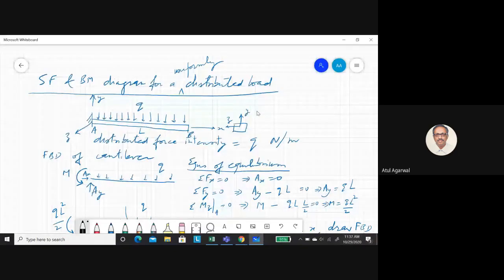Now it is for a uniformly distributed load. So Lavish, you start off. Let me see what you are talking. Describe it and explain to the students.